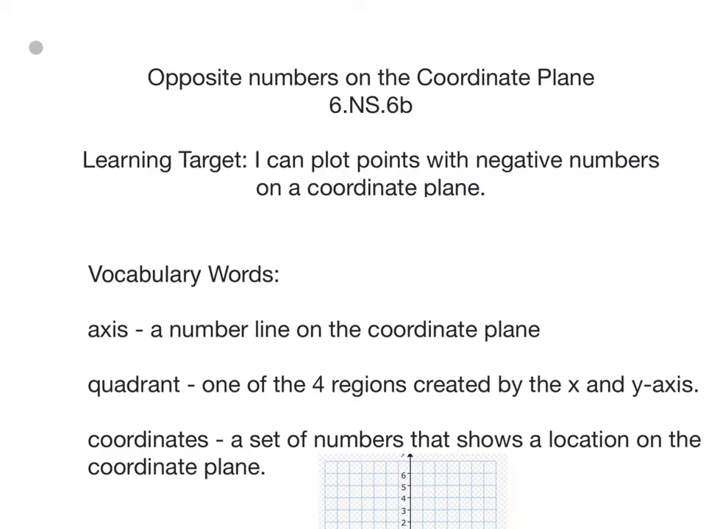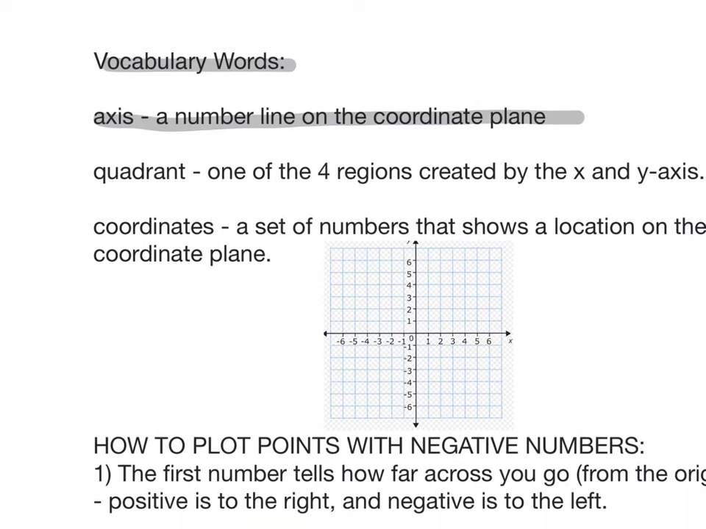Alright, today's lesson is on plotting points with negative numbers on a coordinate plane. Vocabulary words. Axis is a number line on the coordinate plane. Quadrant, one of the four regions created by the x and y axis. And coordinates, a set of numbers that shows a location on the coordinate plane. So, let's take a look at these.